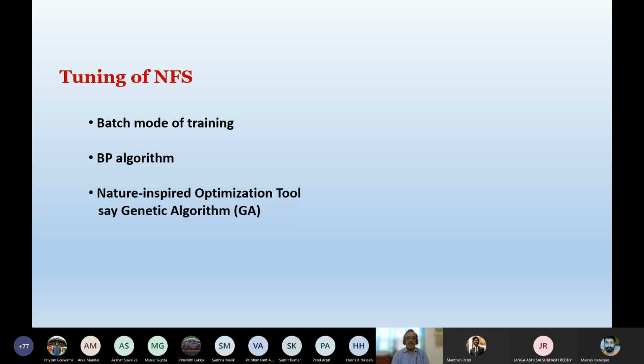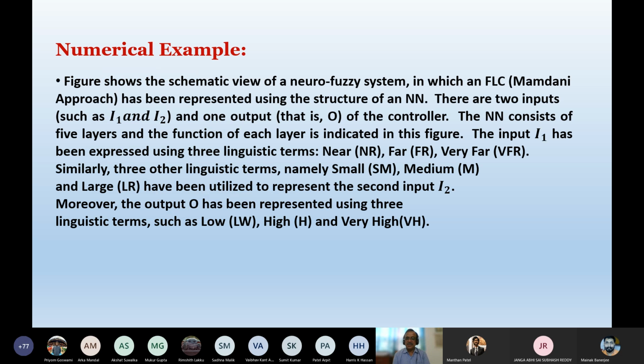Now, how to provide the training to the neuro-fuzzy system? Generally we use batch mode of training to train this type of neuro-fuzzy system. As I told, we can use either the back propagation algorithm, or some nature inspired optimization tool like genetic algorithm and others, for the purpose of training. And once it is trained, we can pass the test examples, unknown cases, so that you can find out the output for a set of inputs.